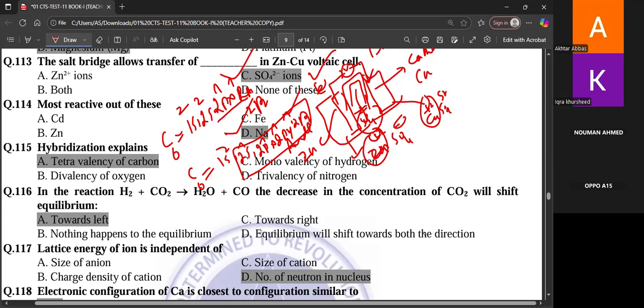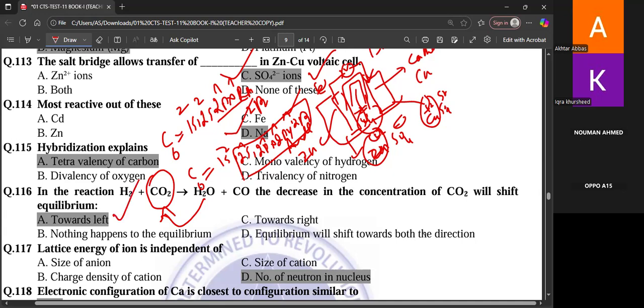In the reaction H2 plus CO2 converted into water plus carbon monoxide, a decrease in the concentration of CO2 shifts the reaction towards the left. Okay, when we decrease the concentration of CO2, it means the concentration of the reactant is less, so the reaction will move towards the reverse direction. It is also called the left side. So according to Le Chatelier's principle, the reaction will move reverse, to the left side.